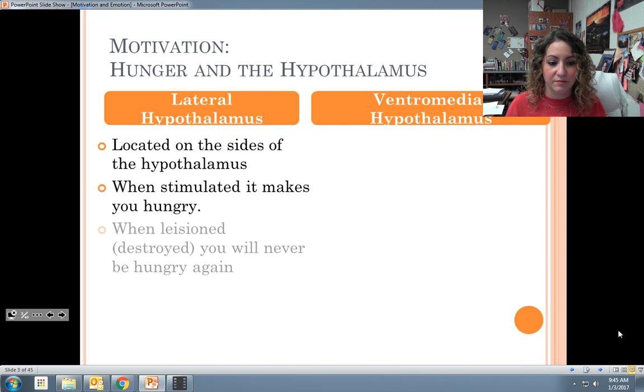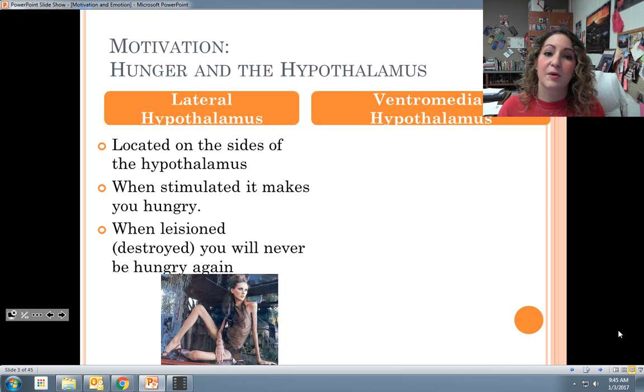And it's very possible. They haven't really done this, and they haven't done it with people. But if they were to remove the lateral hypothalamus of an animal and put it back in the wild, that animal would starve to death because it would never feel hungry again, and it would never eat. And so if it was to be lesioned, destroyed, you would never feel hungry again. You would starve to death. It's very possible that people that suffer from eating disorders like anorexia or bulimia have something wrong with their lateral hypothalamus if they're never feeling hungry.